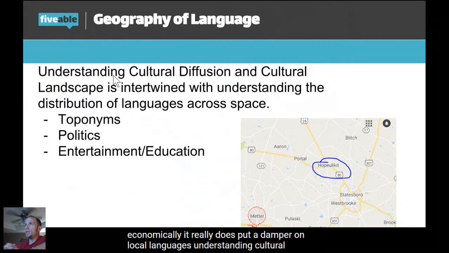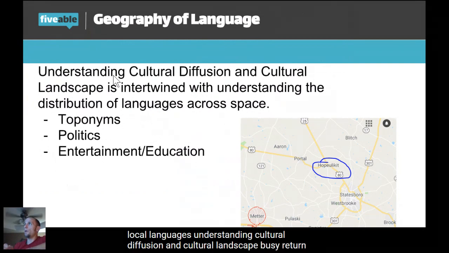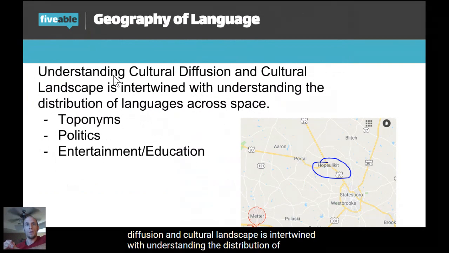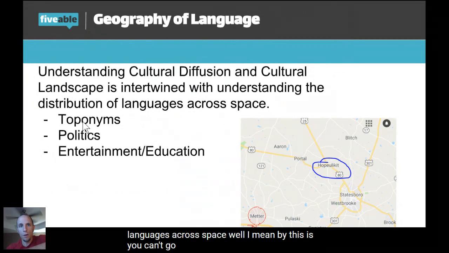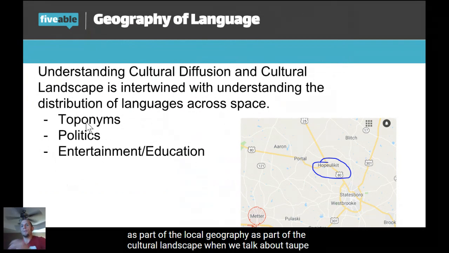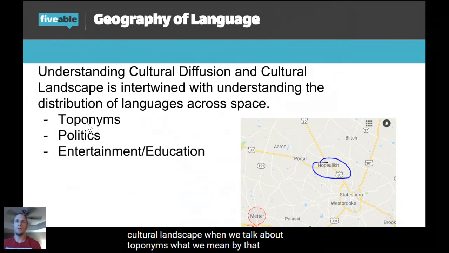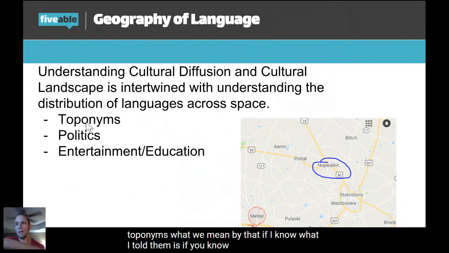Understanding cultural diffusion and cultural landscape is intertwined with understanding the distribution of language across space. What I mean by this is you can't go anywhere without seeing language as part of the local geography, as part of the cultural landscape. When we talk about toponyms, what do we mean by that? Anybody know what a toponym is? If you know it, put it in the comments.